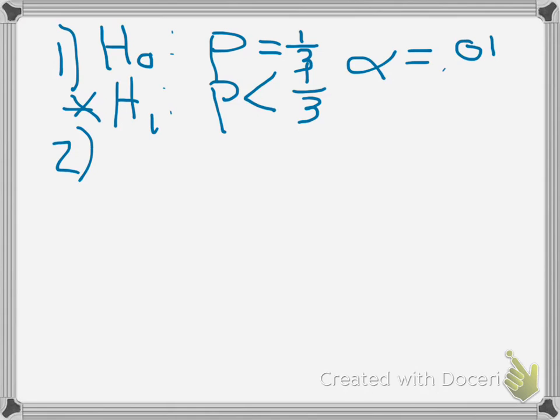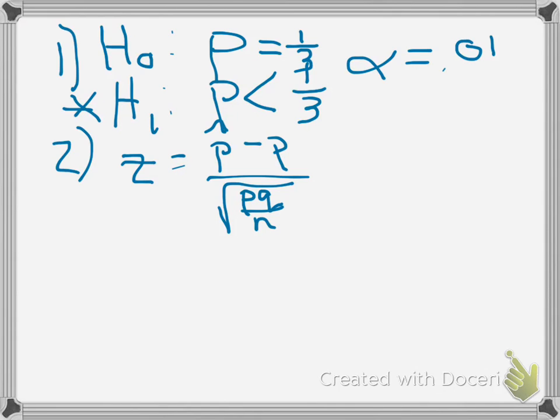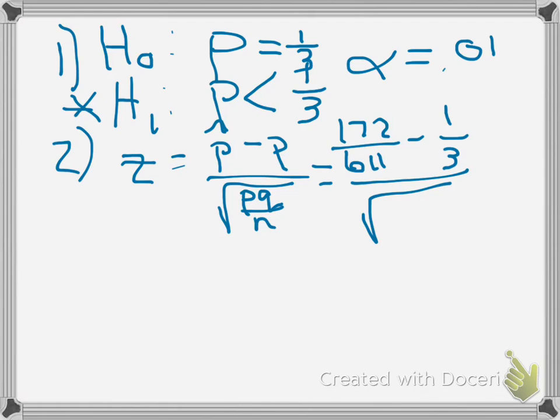So for step 2 then, we're going to use Z equals P hat minus P divided by the square root of PQ divided by N. P hat is the sample proportion, 172 out of 611, minus a third, because that's P, and P's up there in step 1. Square root of 1/3 times 2/3 all gets divided by N, and that's 611. So putting that into your calculator, you're going to get Z equals negative 2.72.